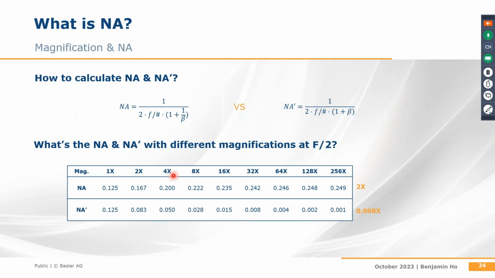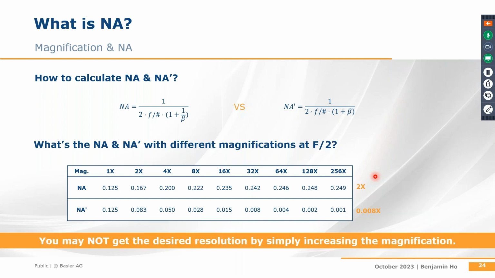So what happens if you keep increasing the magnification? If you look at the table, even at 256 times magnification, the NA is only about twice as big as when it is 1 time. But the NA prime is reduced to 0.008 times. As a result, even if you increase the magnification, the benefit in NA is not significant, and you only obtain very dark and cloudy images.